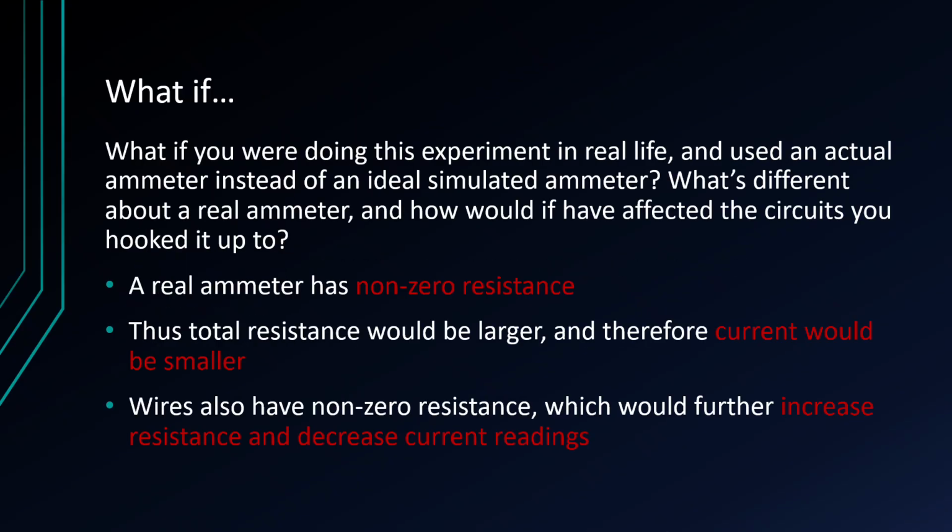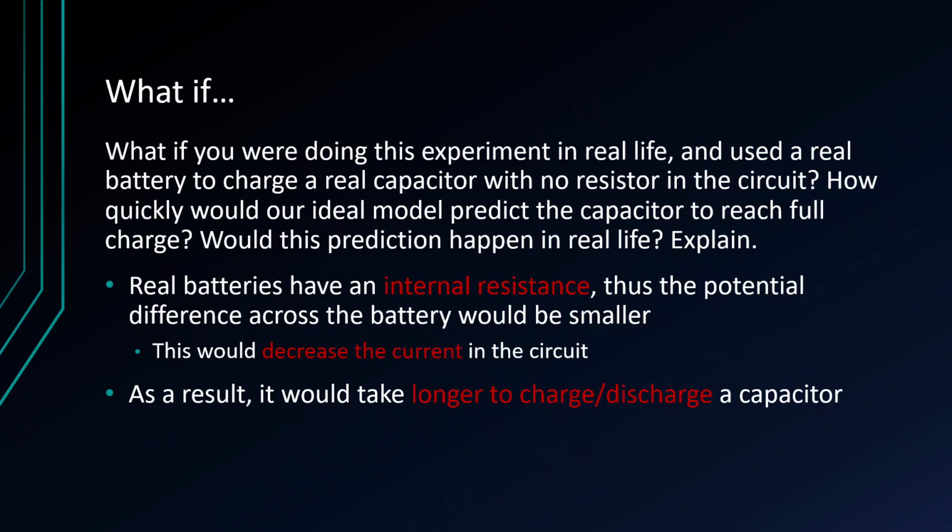A real ammeter has non-zero resistance, which means that the total resistance would be larger, and so the current would be smaller. And then wires also have a non-zero resistance, which would also increase the resistance and decrease the current readings. Batteries have an internal resistance, which means that the potential difference across the battery would be smaller, which would decrease the current in the circuit. And as a result, it would take longer to charge or discharge a capacitor.